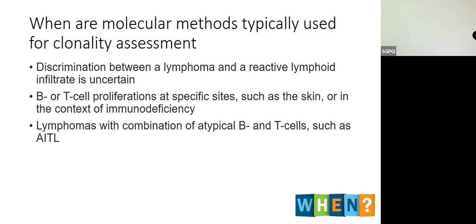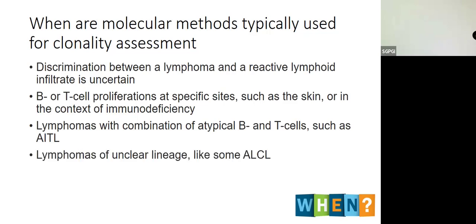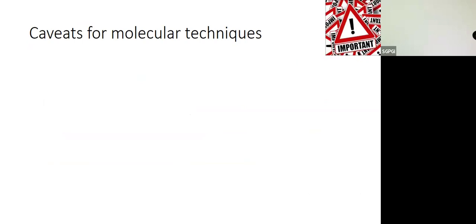For example, in AITL, you may have atypical B as well as T cells, one of which may dominate, and the T cell clone, although it is the pathological clone, you may miss it. And in addition, when you have ALCL, where not many of the T cell antigens are expressed, there you might need to resort to clonality assessment. However, this is not the normal scenario for us, and that is why life is a little bit easy.